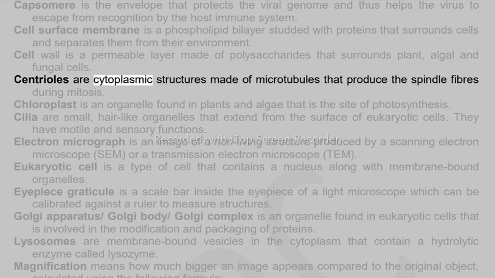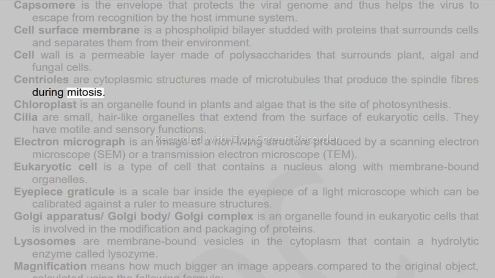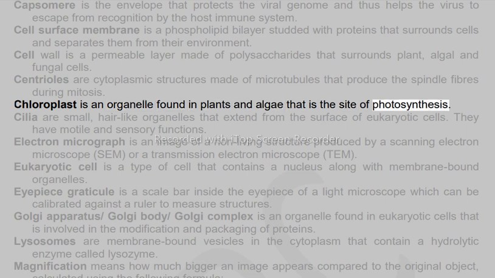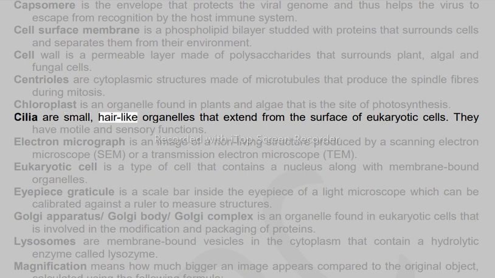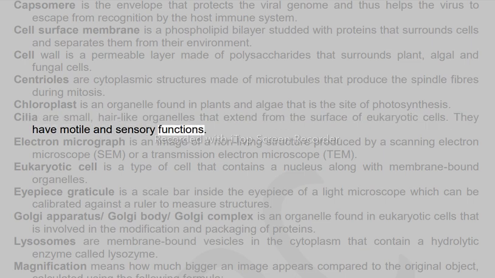Centrioles are cytoplasmic structures made of microtubules that produce the spindle fibers during mitosis. Chloroplast is an organelle found in plants and algae that is the site of photosynthesis. Cilia are small, hair-like organelles that extend from the surface of eukaryotic cells. They have motile and sensory functions.